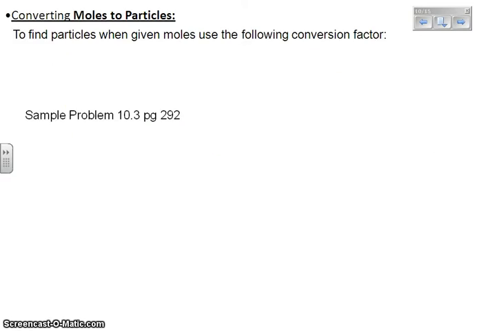Okay, so what happens if now I tell you the number of moles that we have and I want to know how many particles or atoms or molecules we have? Well, in the last problem we divided, and what is the opposite order of operation for division? Of course, it's multiplication. So when we're trying to find the particles given moles, use the following conversion factor. Moles multiplied by 6.02 times 10 to the 23rd over 1 will equal the number of particles.